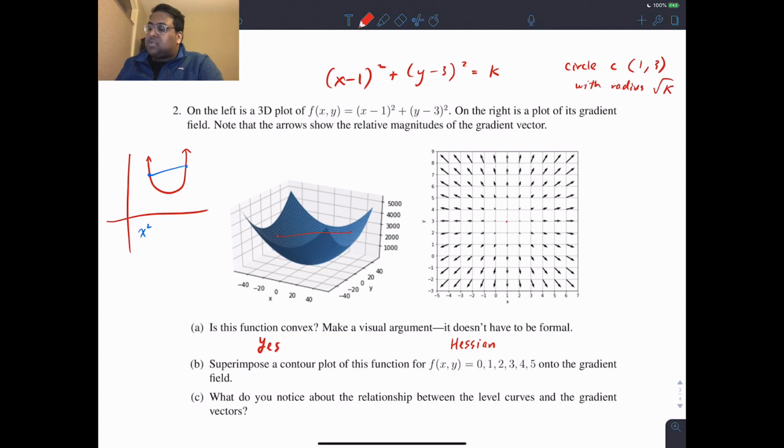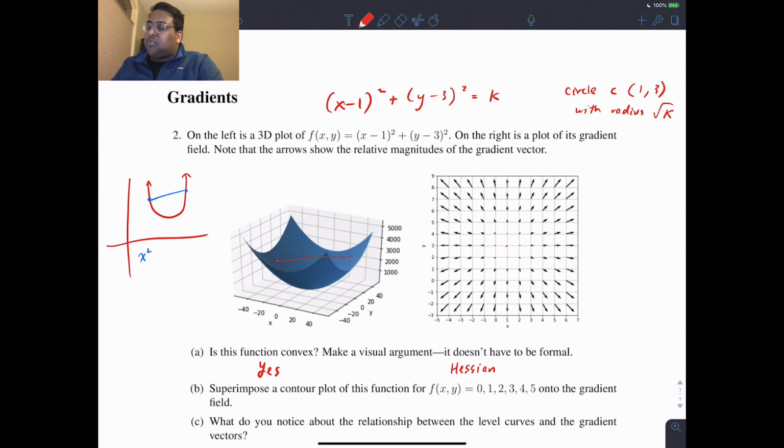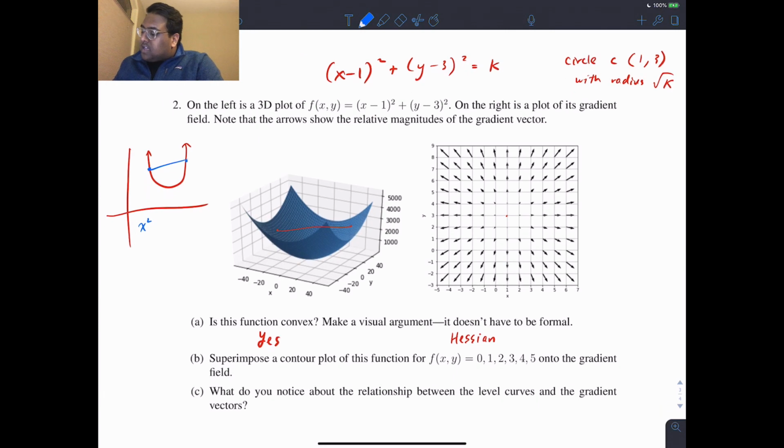Not k itself, but the square root of k, because the general form of the equation of a circle, as you may have seen before, is (x minus h) squared plus (y minus k) squared is equal to r squared. It's the set of all points that are a fixed distance r away from the center (h, k). So all the contour plots will be circles with the square roots of these numbers as the radius.